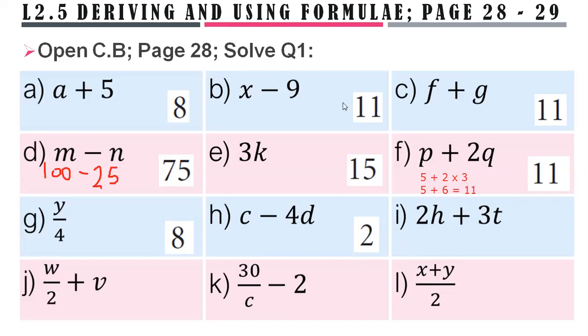2h plus 3t when h equals 8 and t equals 5. Okay, so what should I do? So 28 and 35. Maya, add them. Maya, how many examples did we solve?